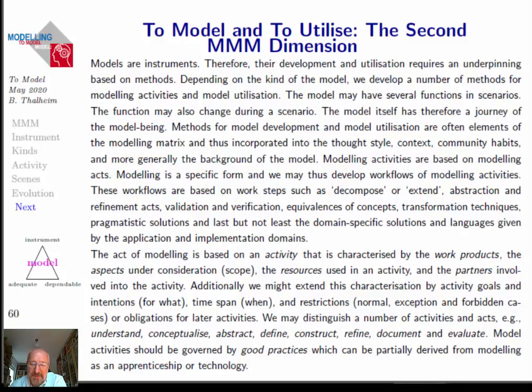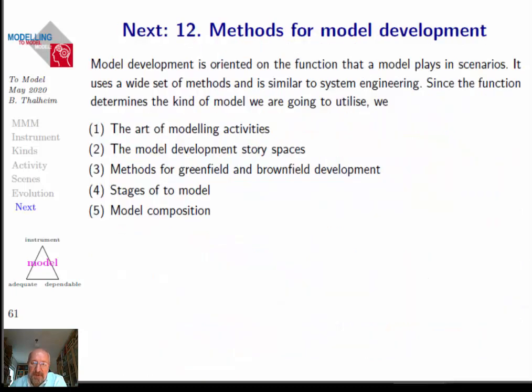The next chapter goes to methods for model development. In this case, we should show which kind of functions are played in which scenario, which kind of activities, which kind of story spaces we are using. We might distinguish methods for green field development and methods for brown fields, meaning extension development. We might also have sketches of models, and we might use some model composition methods.